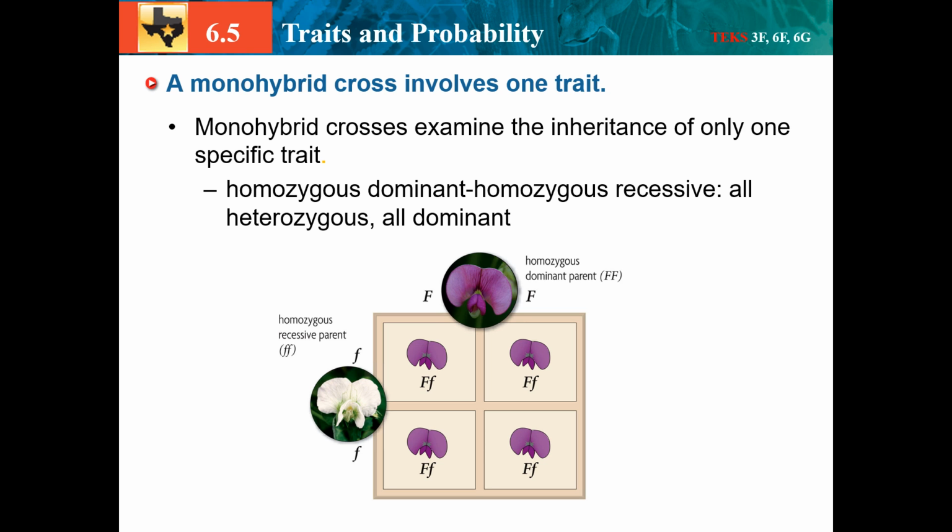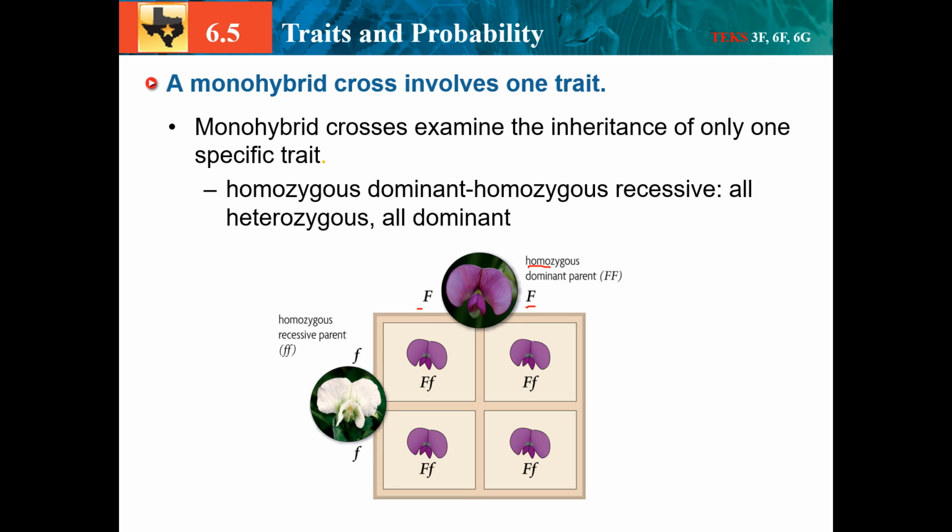Here we're examining the trait of flower color, where we have a homozygous dominant plant. Remember, homo meaning same, and dominant referring to the allele where you only need one of those alleles in order for that phenotype to be present. So we have capital F, and then the recessive parent right here, homozygous recessive, where you need both copies of the alleles in order for the phenotype, in this case the white flower, to be present.